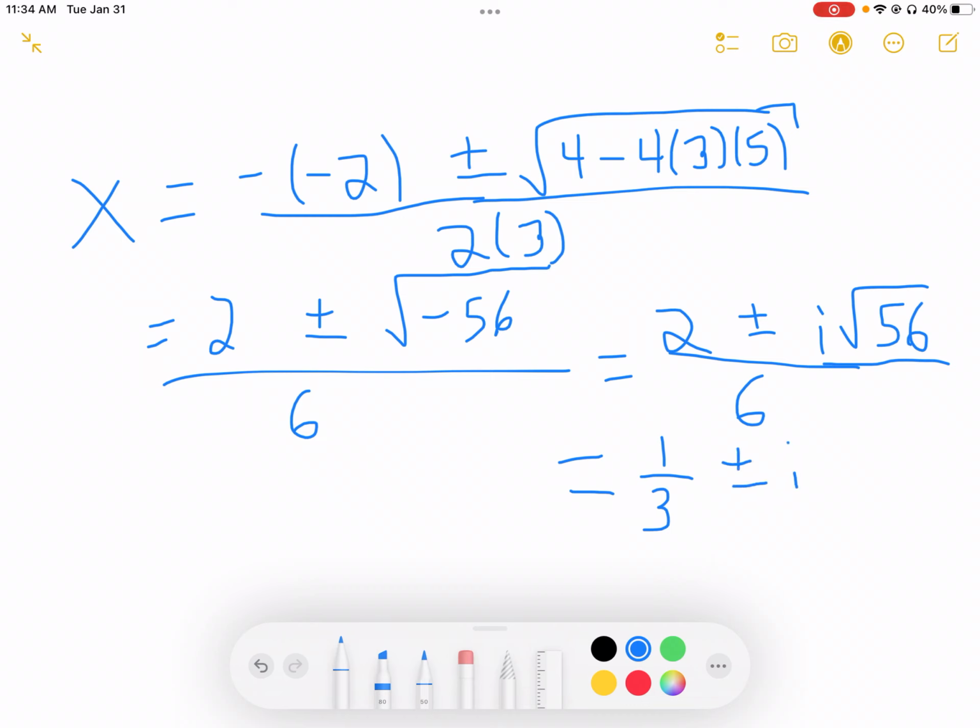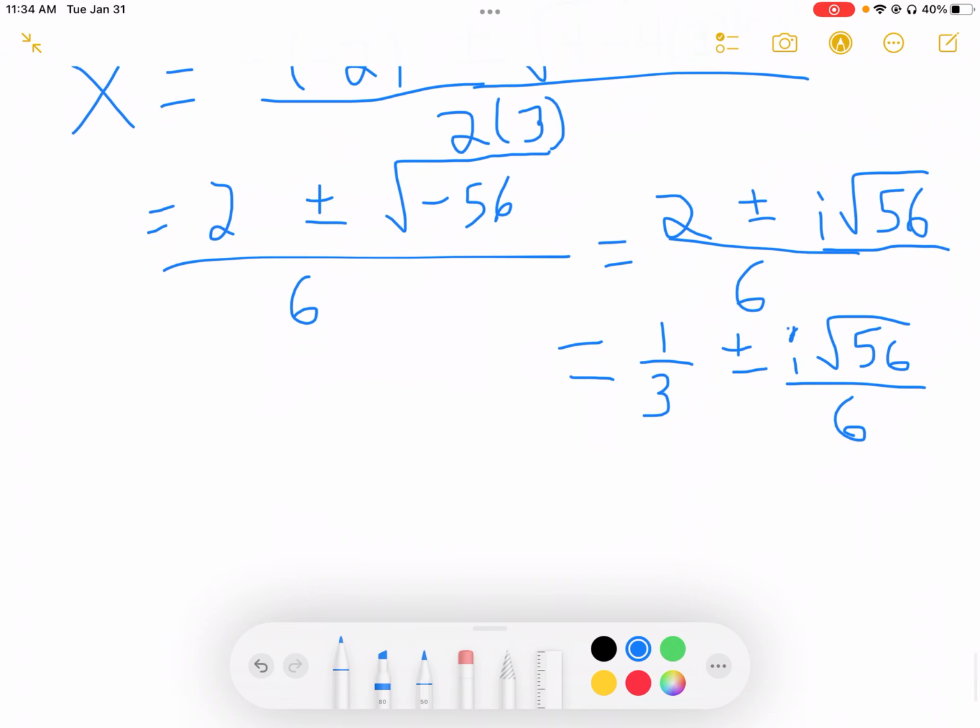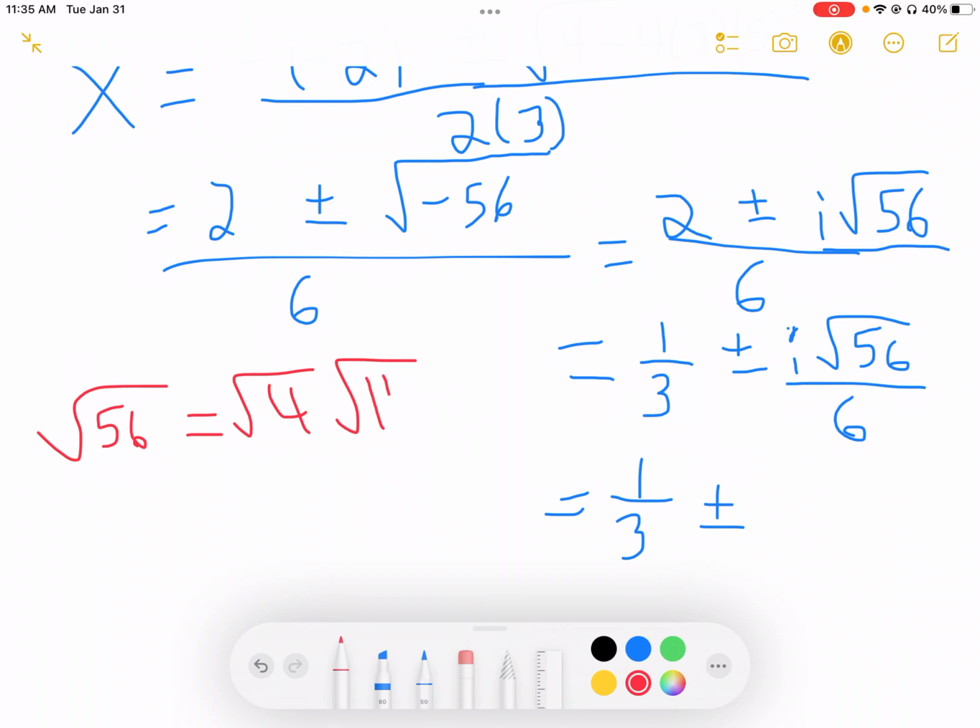Plus or minus i square root of 56 over 6. Okay, that's pretty much how it goes, right? The only thing that I could simplify here is I could say 1/3, and then I could put a square root of 4 into 56. Okay, here, I'll do it over here on the side in red. Square root of 56. I could say it's the square root of 4 times square root of 14. Okay, and then I just end up getting 2 square root of 14.